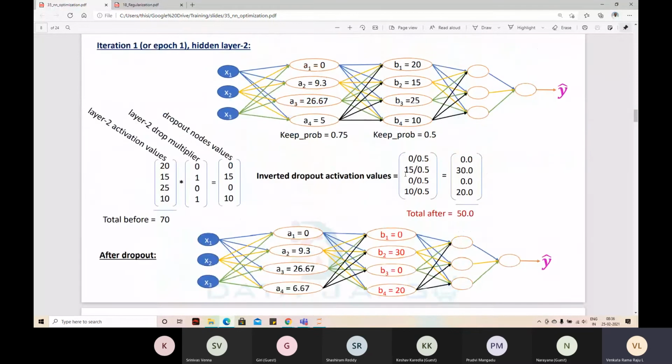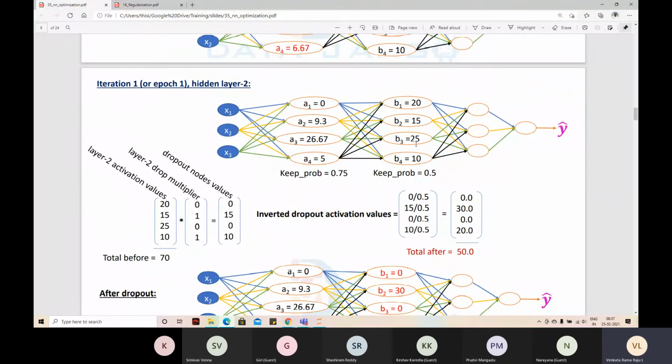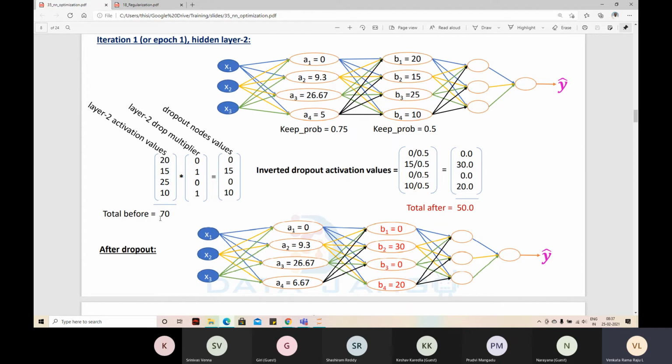Now you apply the second layer with 0.5. When I say 0.5, it randomly chooses zeros and ones like this, multiplies the activation values, and calculates inverted dropout activation. But here, the total before and total after were not matching. That means 50% may not be right, but we never know. This is a trial and error thing. We call it hyperparameter tuning, but it's trial and error. If the model works at 0.5 keep prob, we'll keep that as it is, even though this is not matching.